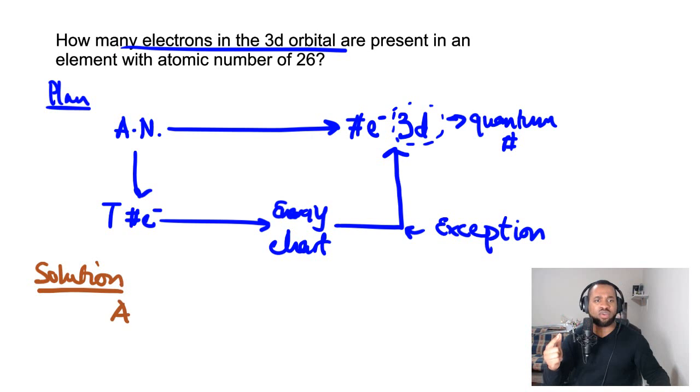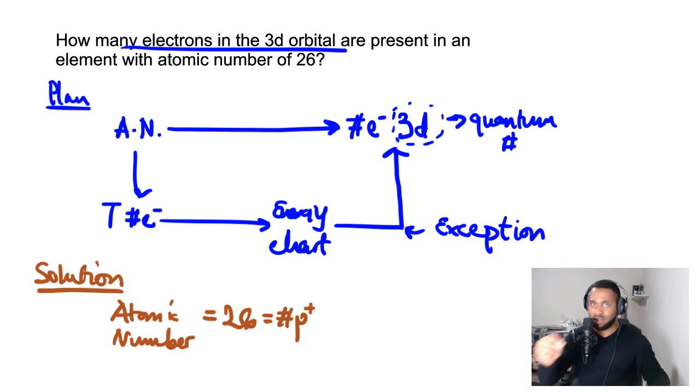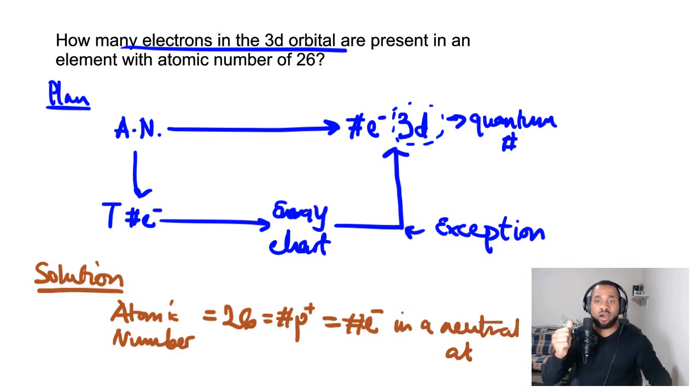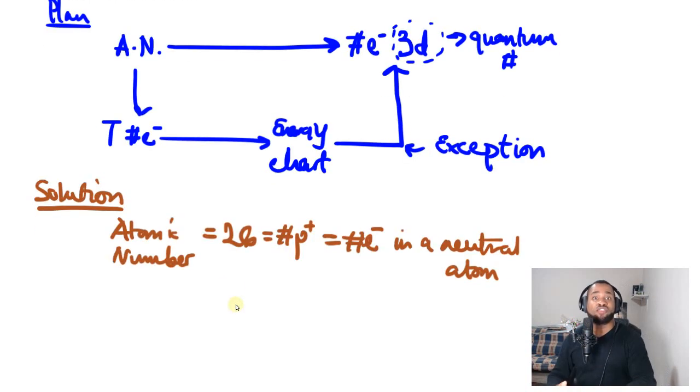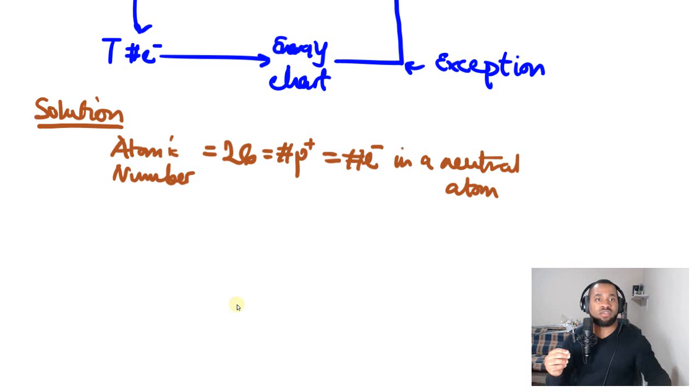So take note that based on the question, we have the atomic number given, and the atomic number is equal to 26, which is equal to the number of protons, and is also equal to the number of electrons. Therefore, since the number of electrons is equal to the number of protons in a neutral atom, this implies that the total number of electrons that we are going to be dealing with here is 26.